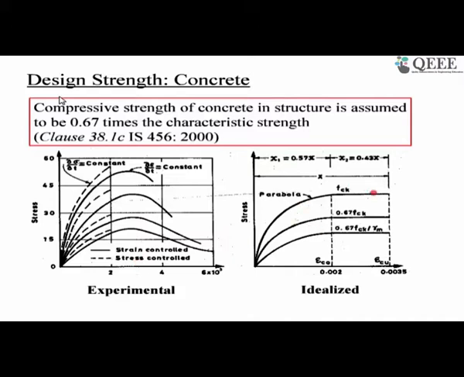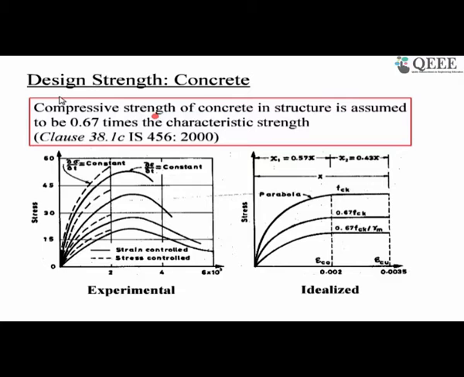Now this is the idealization of exactly the same curve. One assumption, highlighted in a box, is that the compressive strength of concrete in structure is assumed to be 0.67 times the characteristic strength. Here I introduce one point called size effect. You can write down the term size effect. We won't discuss it in this lecture series, but it's a very interesting concept, and I suggest you go back and Google size effect of concrete and see some of the interesting results yourself.